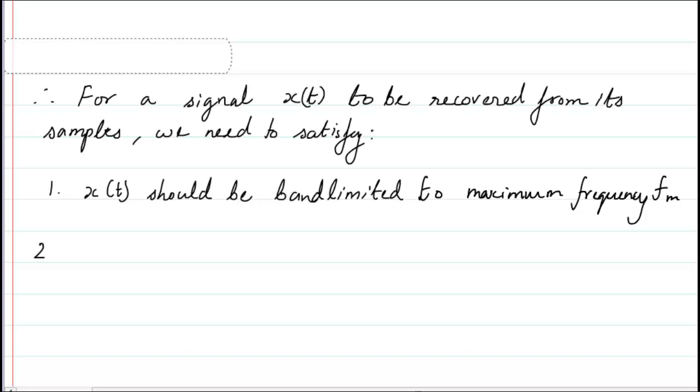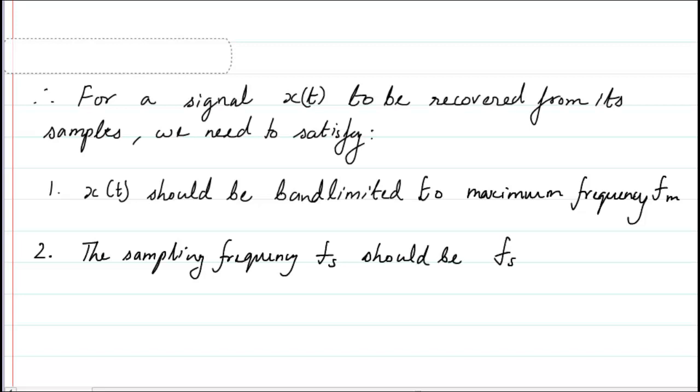And the second condition that we have to take care of is the sampling. The sampling frequency, which is written as Fs, should be greater than or equal to twice Fm. These are the two conditions that we need to satisfy.